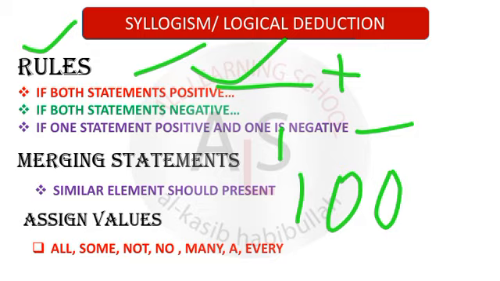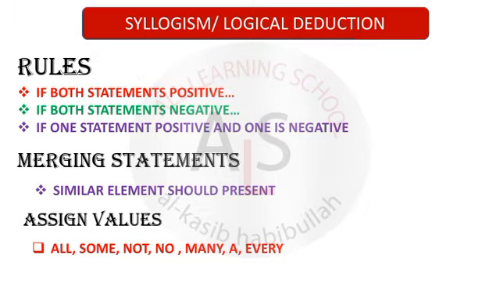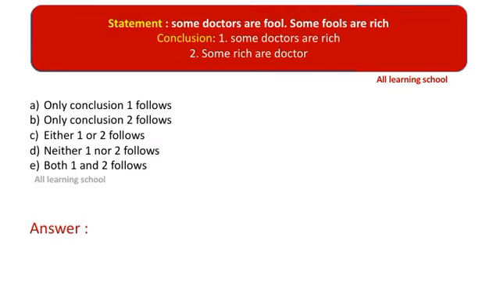Now let's move toward question number 1. Here the question is: some doctors are fools, some fools are rich. Some doctors are fools and some fools are rich. Second is its conclusion: some doctors are rich, some rich are doctors.